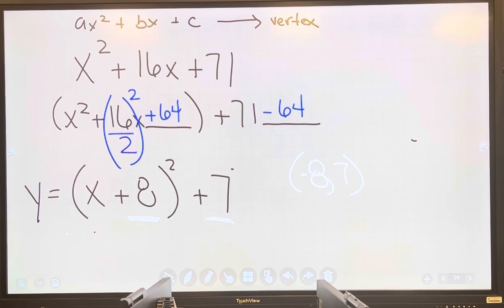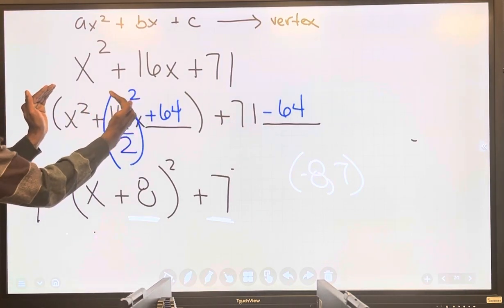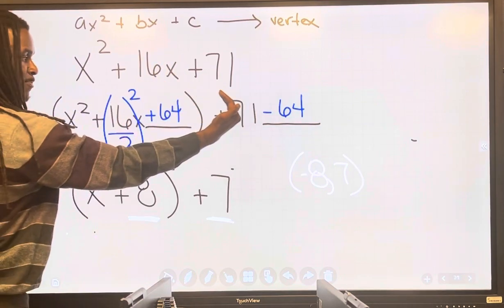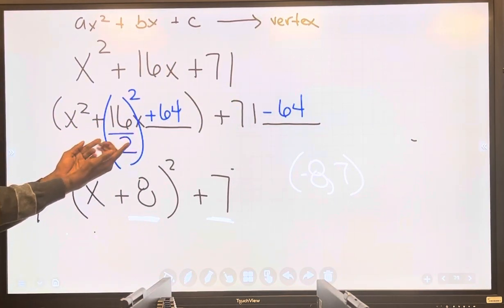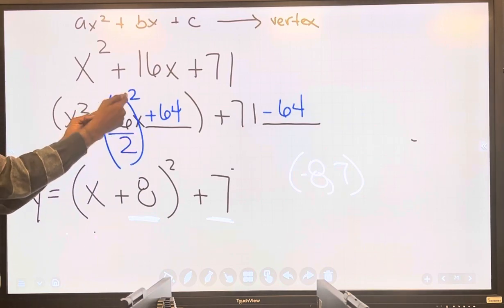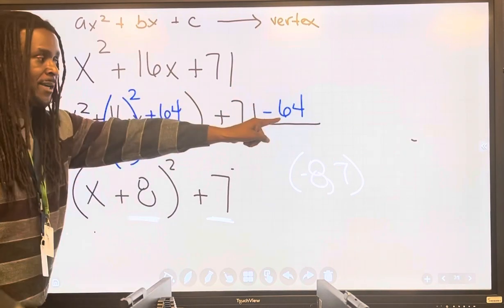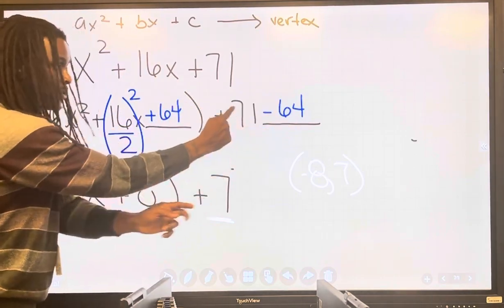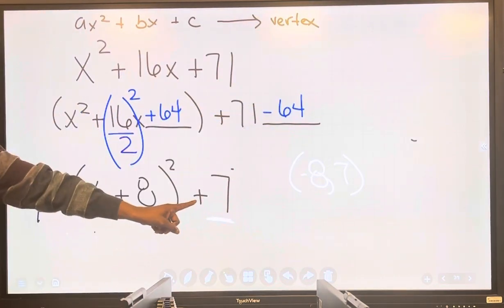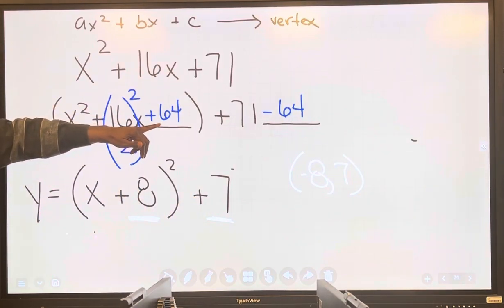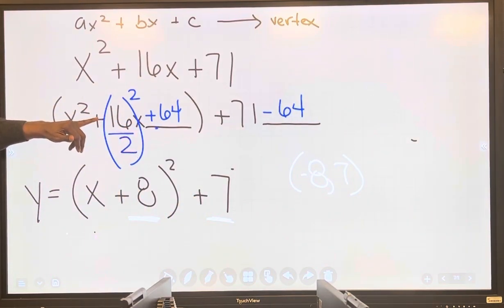Yeah, that's it. So remember, we put parentheses around here, put the space out. Take this number divided by 2. 16 divided by 2, 8. 8 squared, 64. So add 64, subtract 64. 71 minus 64, that's how you get 7. Then in here, two numbers that multiply to give me 64 that add to give me 16. 8 plus 8 is 16, and 8 times 8 is 64.